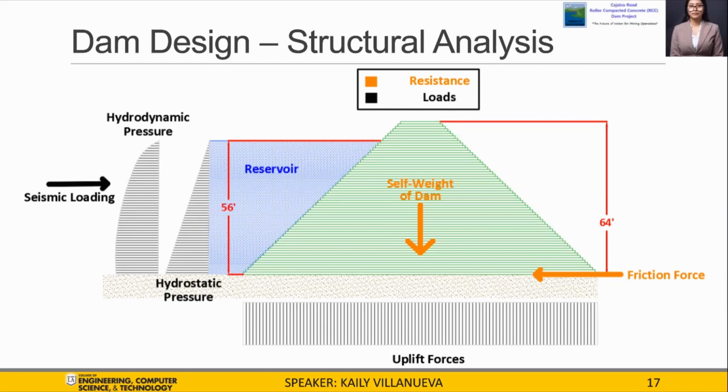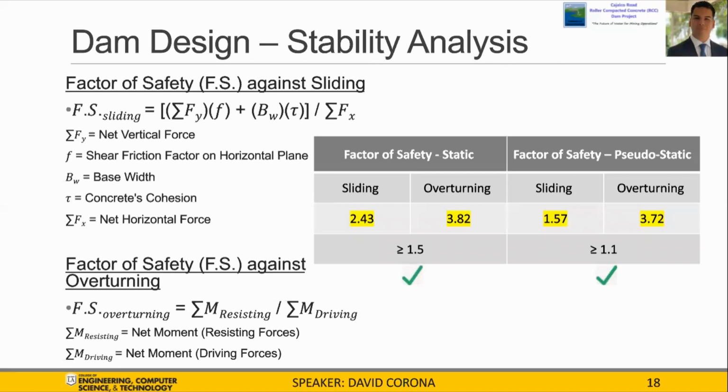From height 57 to 64 feet, the forces acting on the dam are the self-weight, friction force, and horizontal and vertical seismic force because of the freeboard. From the base to a height of 56 feet, the forces acting on the dam include all the mentioned forces as well as the hydrostatic, hydrodynamic, and uplift forces. With the acting forces of the RCC dam established, static and pseudostatic stability analyses were performed to determine the most plausible cross-section for the dam.